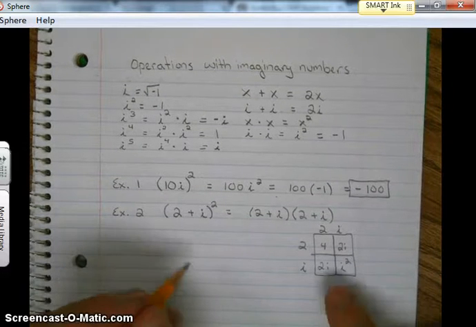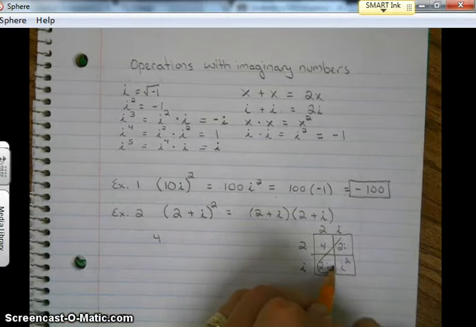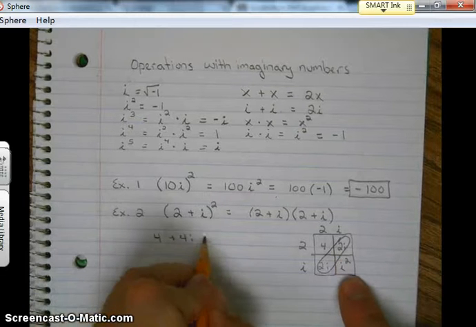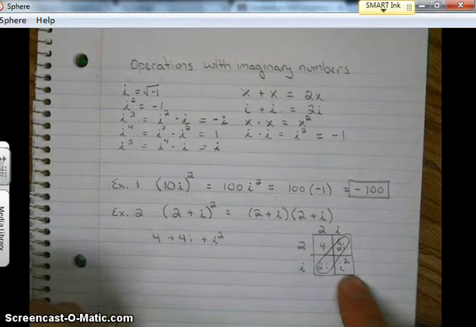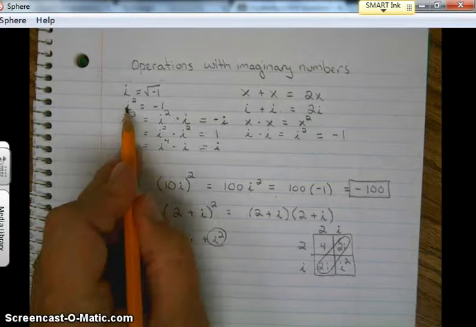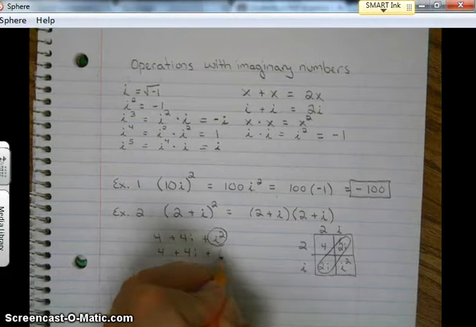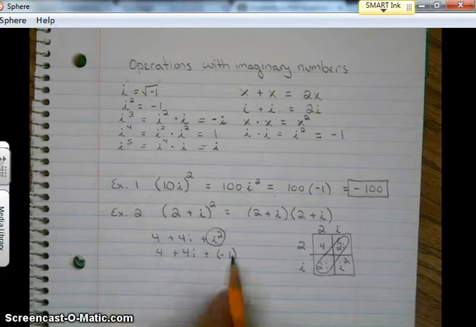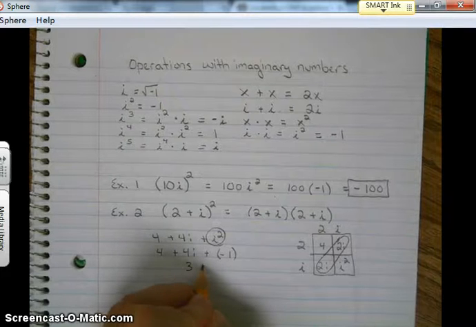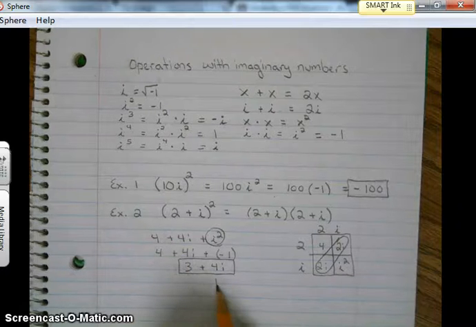So we're going to end up with 4, and then these are like terms. Remember, handle them just like you would a variable. So 2i plus 2i is 4i. And then we have i squared on the back. Now we have to do a little bit more because we know that i squared is equal to -1. So 4 plus 4i plus -1, and then we can combine 4 plus -1, which is 3. So we'd end up with 3 plus 4i. And this is our answer. And this is a complex number.